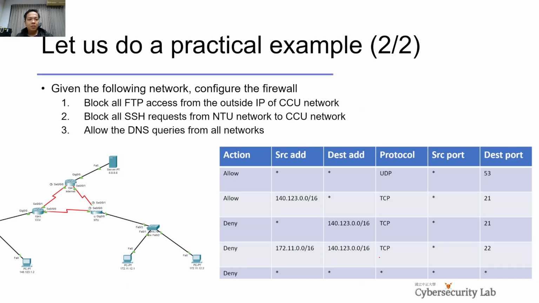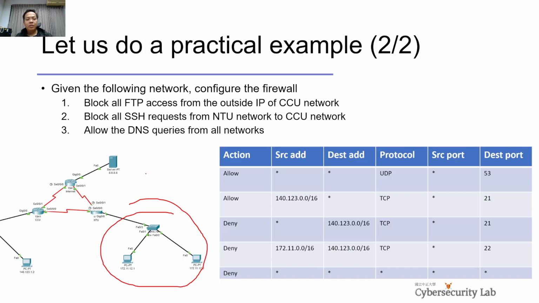In the second part you can do it again, following the network, and we can configure three specified requirements. Allow FTP access from the outside, this one from outside, right? But we block all the SSH requests from NTU to the CCU. Okay, we can analyze one by one. The third one, we allow the DNS query from all networks.